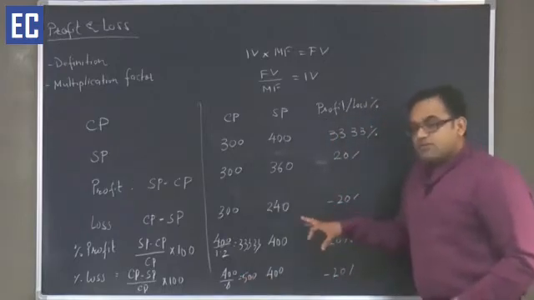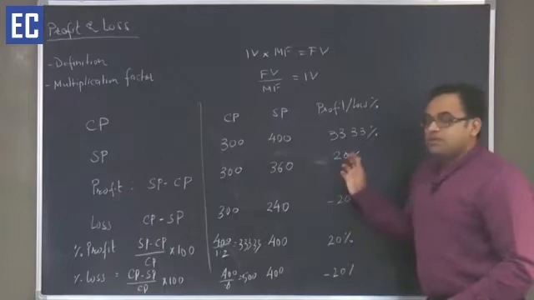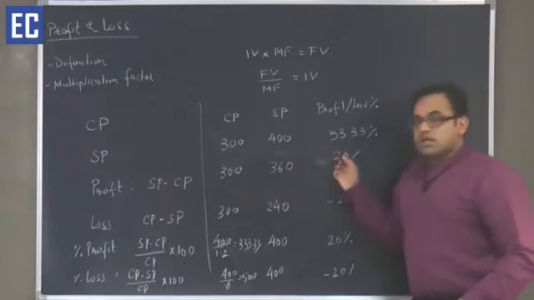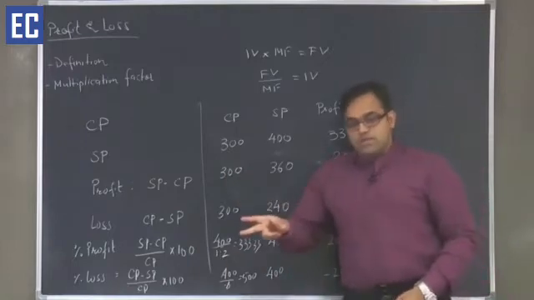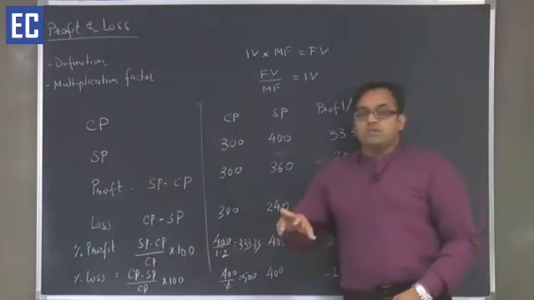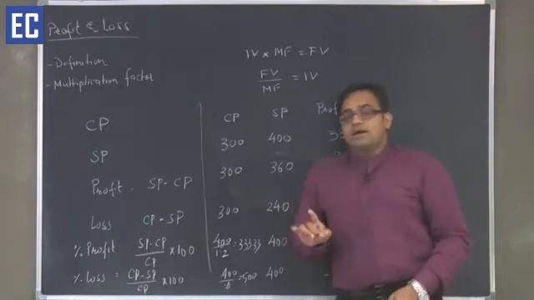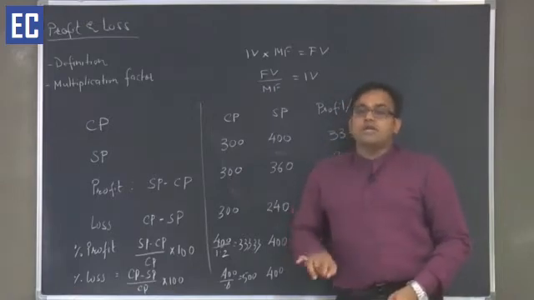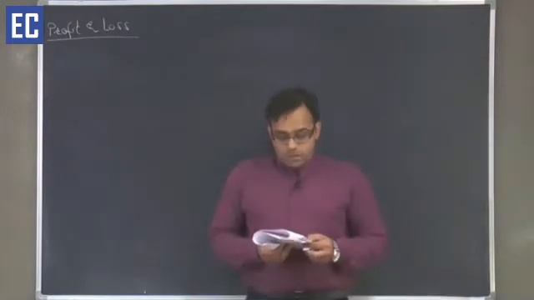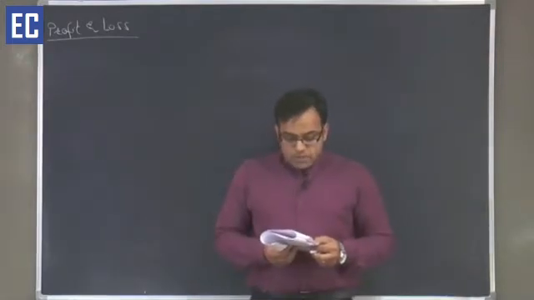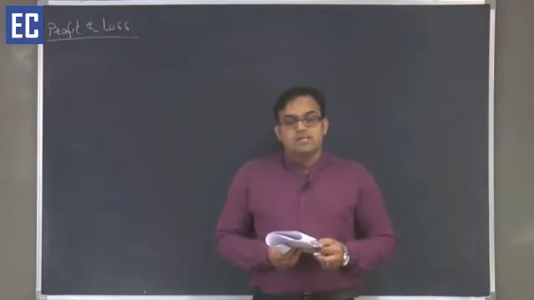So as you can see from here, using the multiplication factor, we can go from cost price to selling price, and we can go from selling price to cost price. CP to SP we multiply, SP to CP we divide, and the profit or loss is always calculated on the cost price.